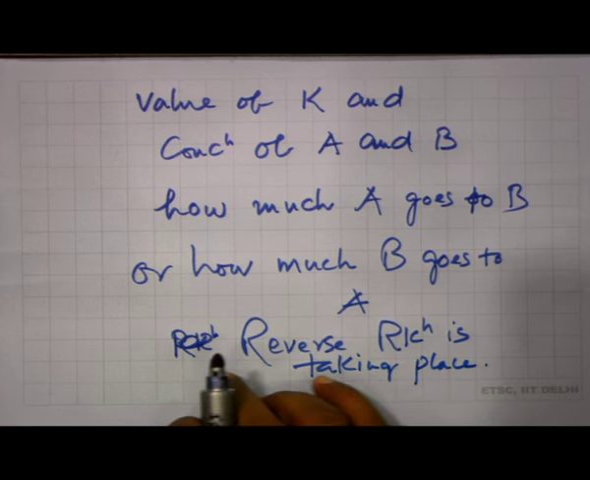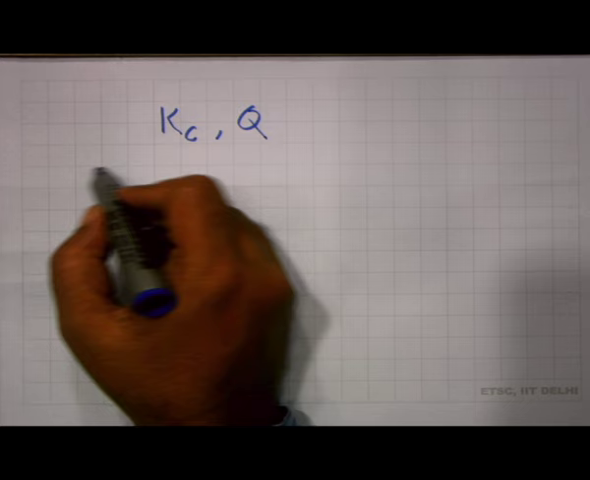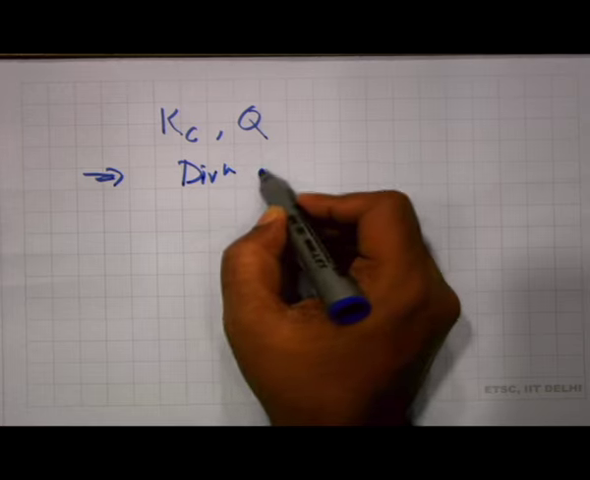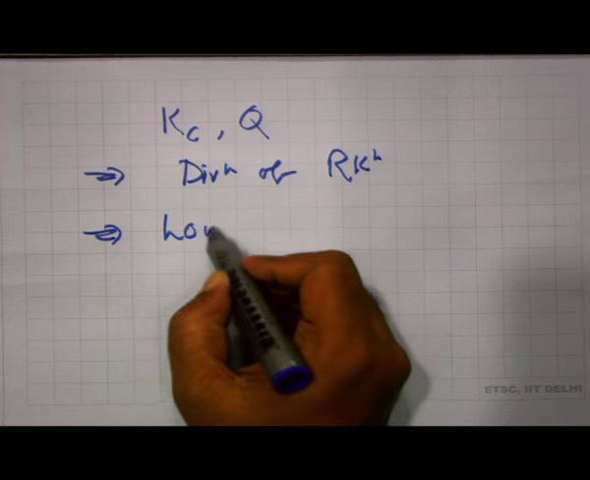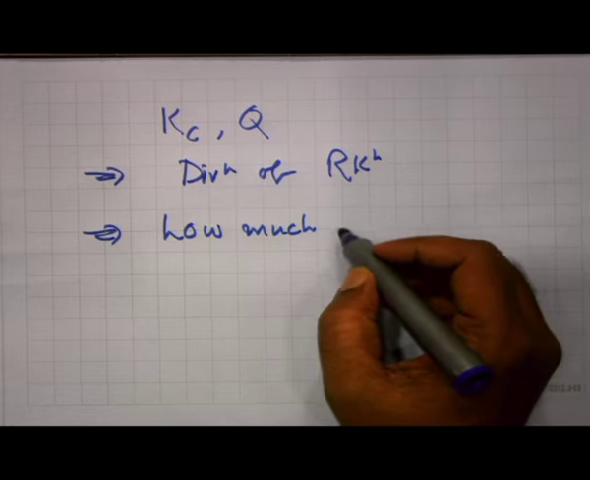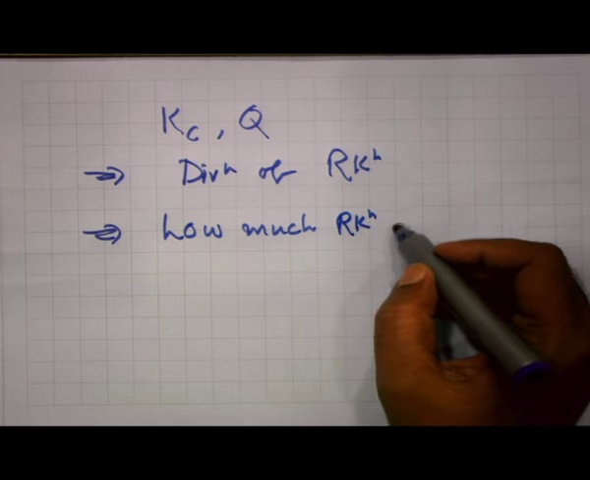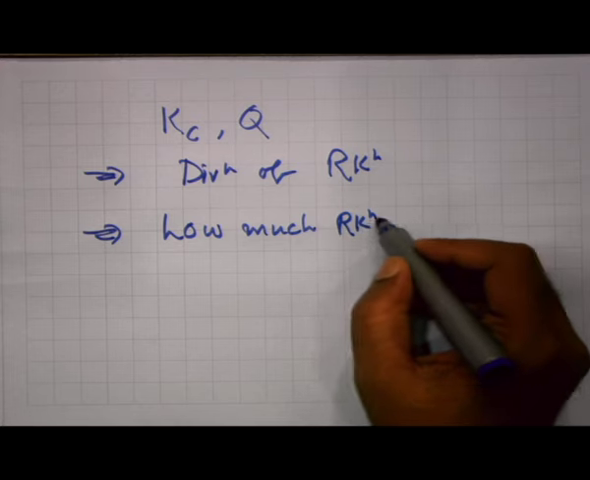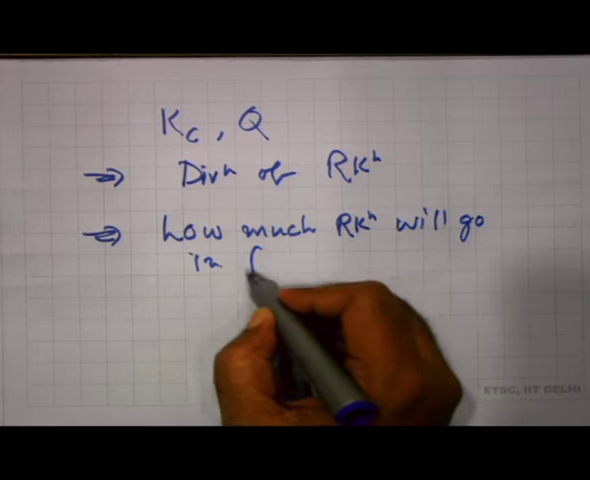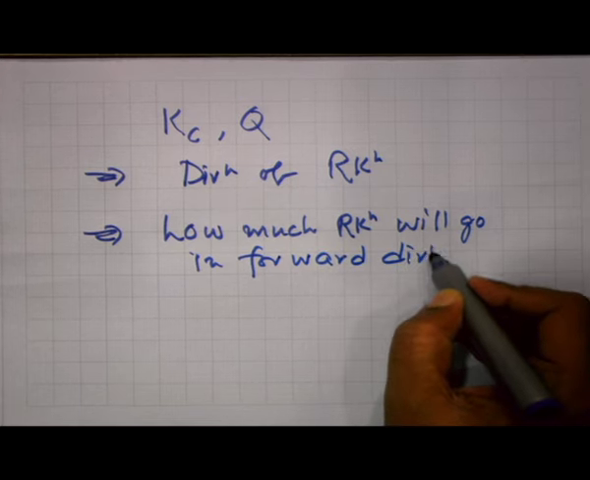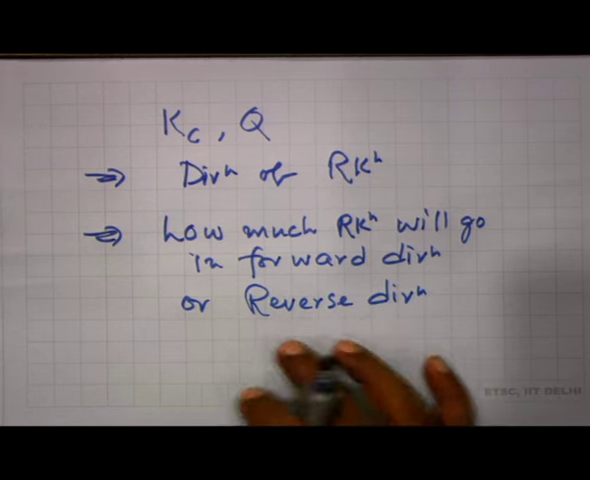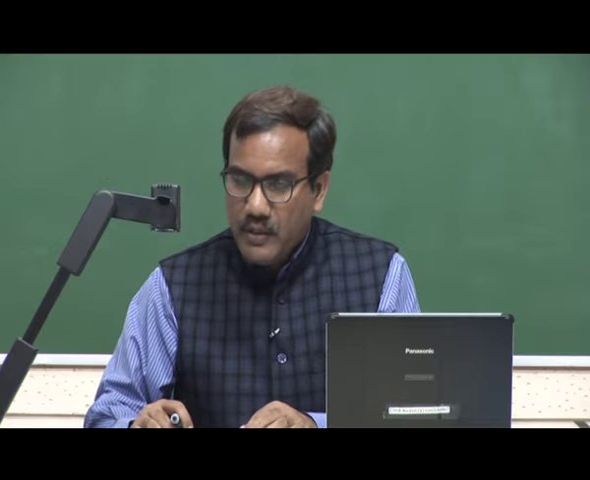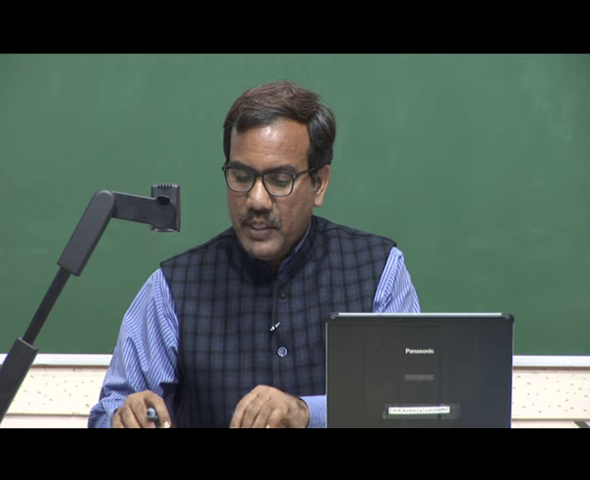You just see, with just the simple two concepts of Kc and Q, we are able to tell the direction of reaction, but we will also be able to tell how much your reaction will go in forward direction or reverse direction. So we will be able to calculate how much A goes to B or B goes to A.